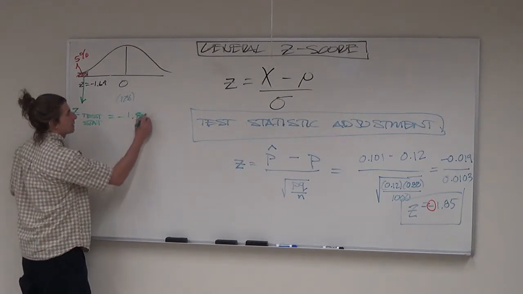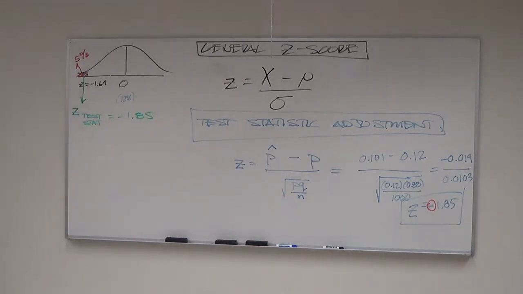Negative 1.84 or 5 or 4, whatever you guys are saying it is, but it fell to the left. It only fell a little bit to the left. It's not the 0.0000001. It's not good.